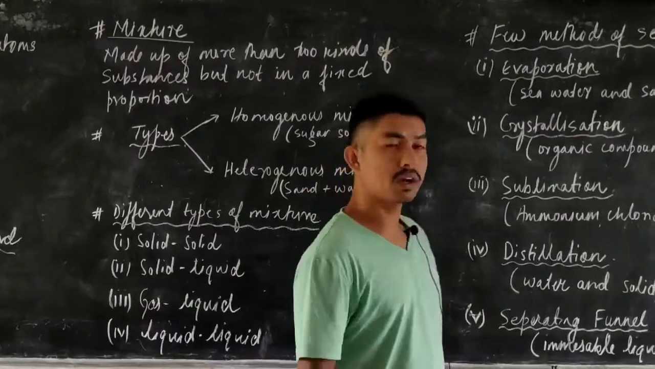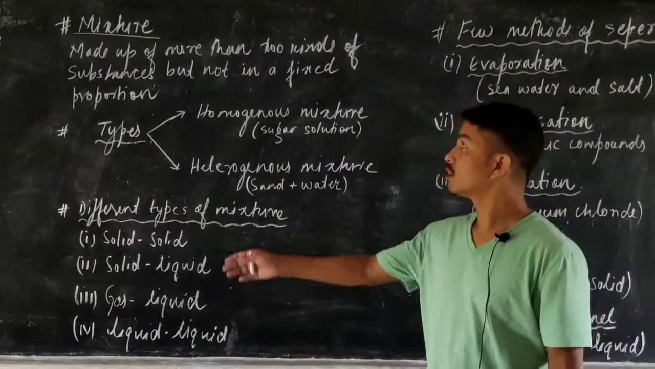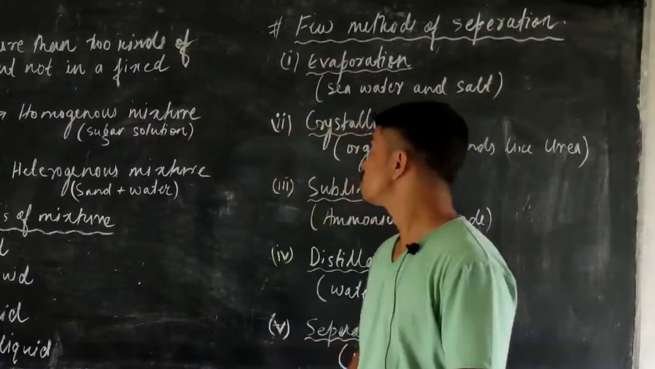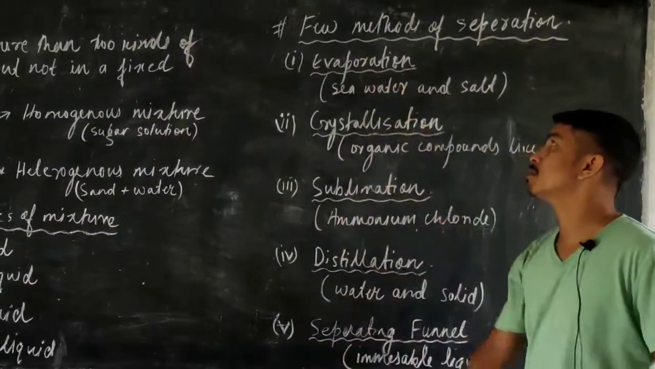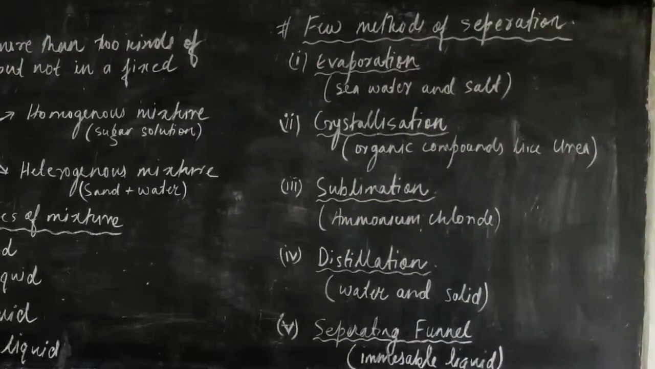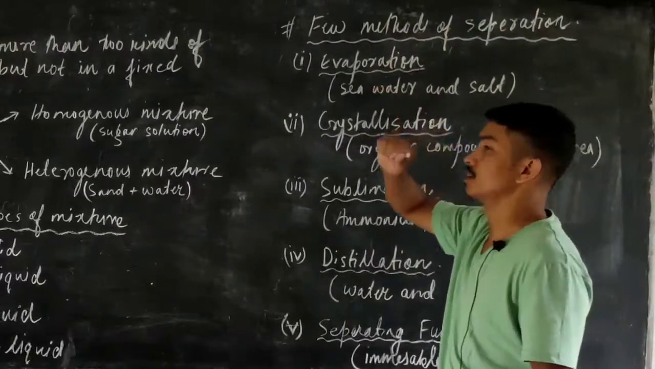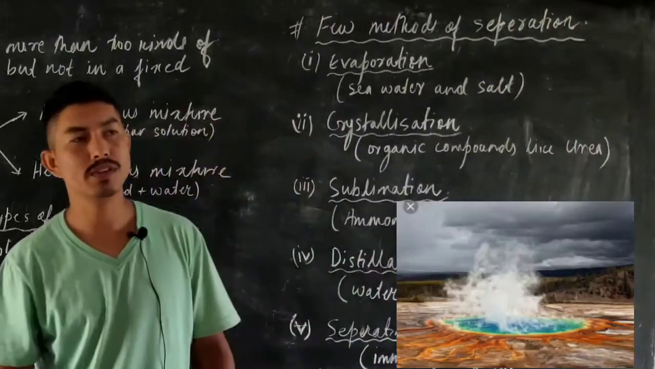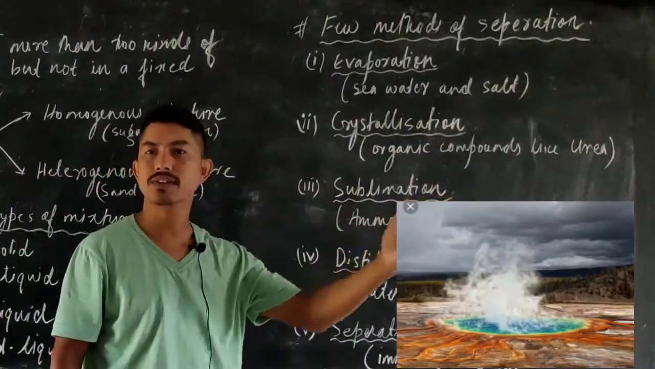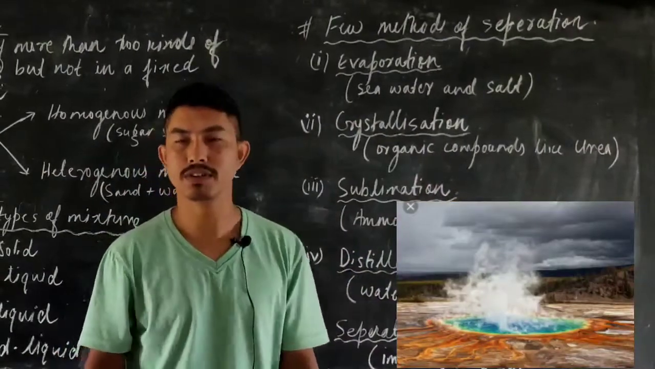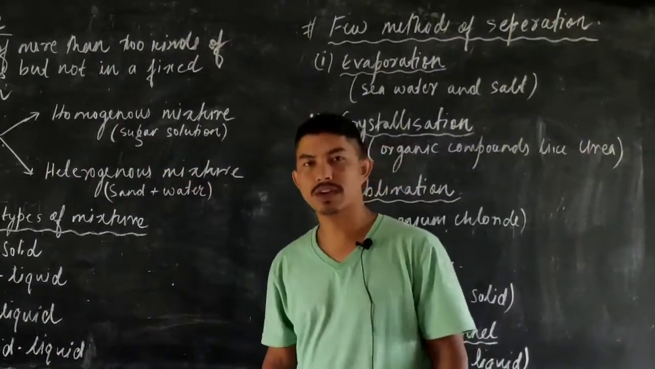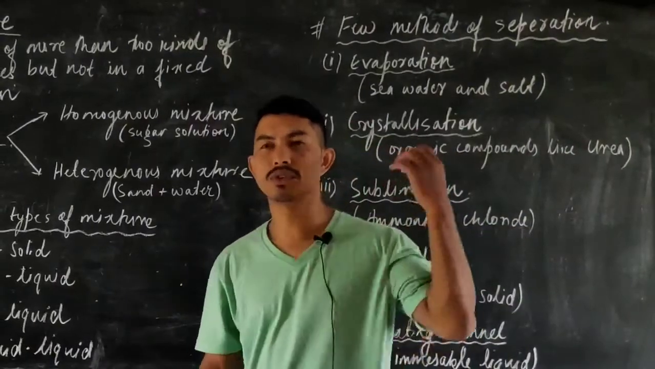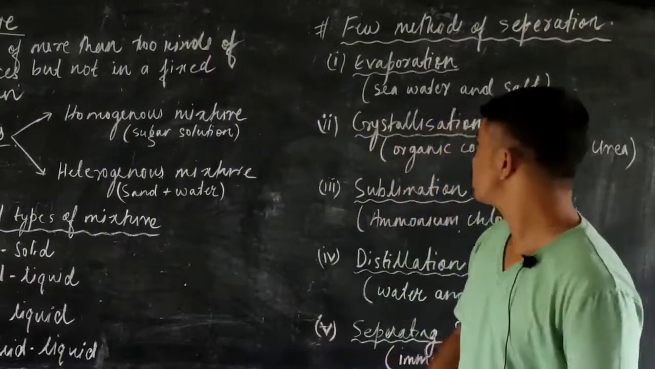The last topic of your book is the methods of separation of a few types of mixtures. The first process by which we can separate a mixture is known as evaporation. What is evaporation? Evaporation is a process in which a liquid changes into the gaseous state at any temperature. By such a process, the salt from sea water is usually obtained.